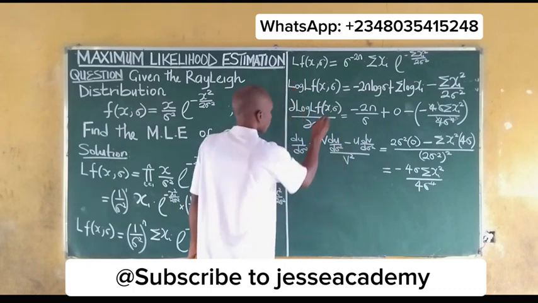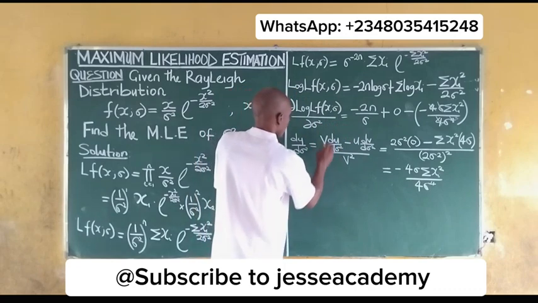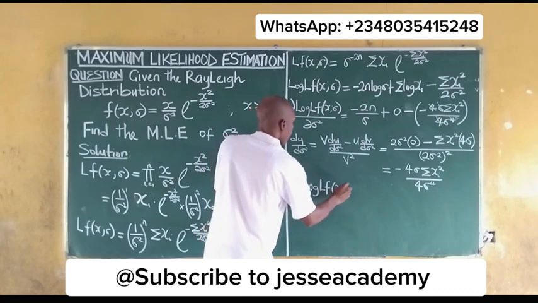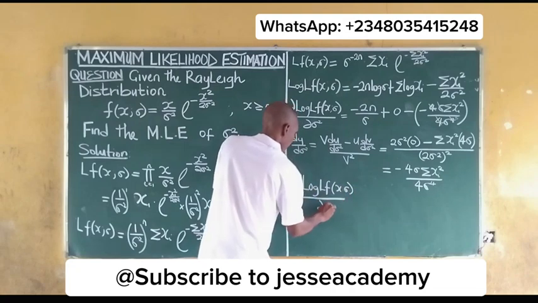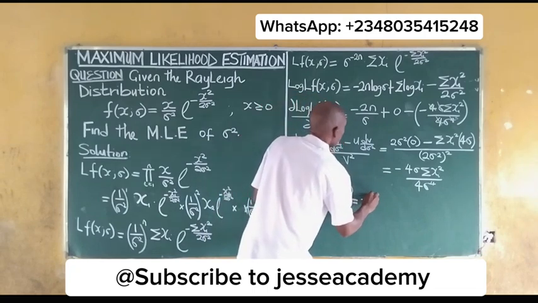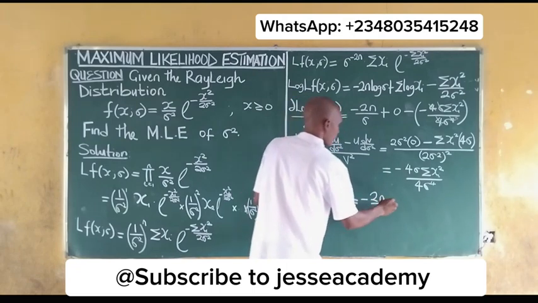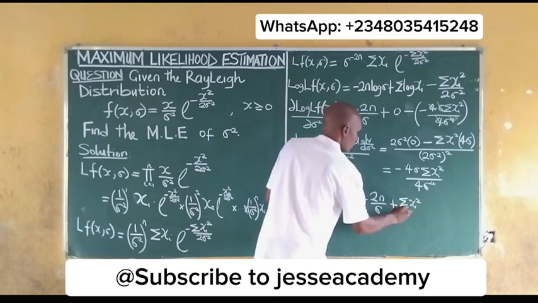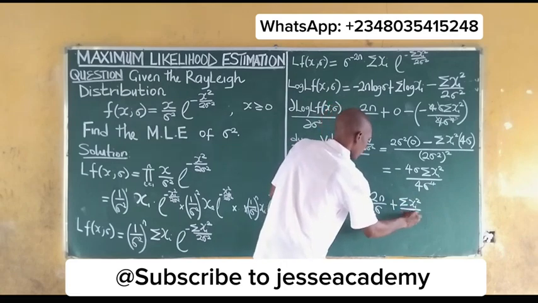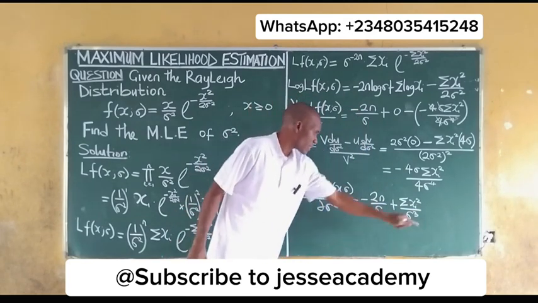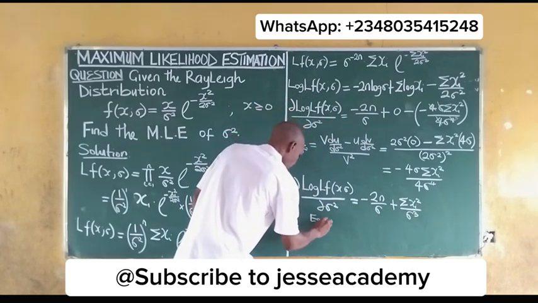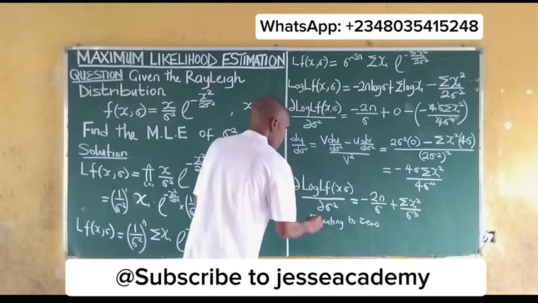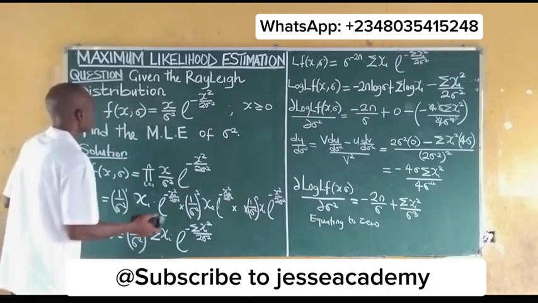So the whole of our derivative will now be negative 2n all over sigma plus summation of xi squared all over sigma cubed. We will now equate this to 0. Let's bring one term over to the other side.